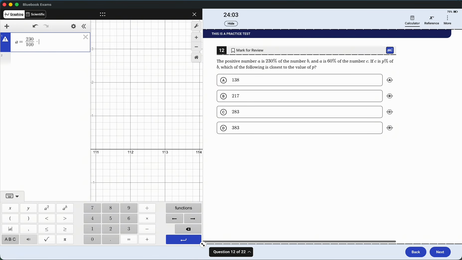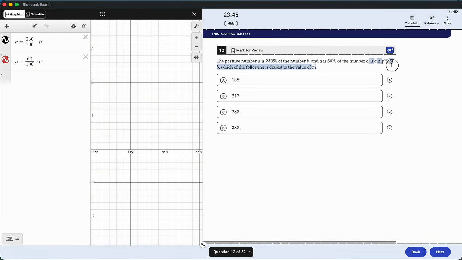Notice here, it didn't say increase or decrease. We're not doing 1 plus the percent or 1 minus the percent. It's just this. A equals 230% times B. That's one equation. Next equation. A is 60% of C. It's the same thing. A equals 60 over 100 times C now, right? So those are two equations.